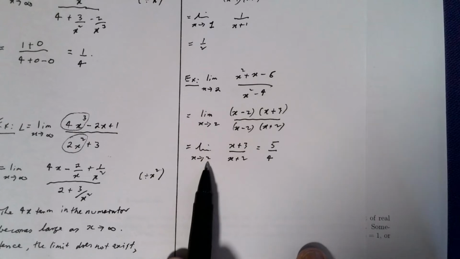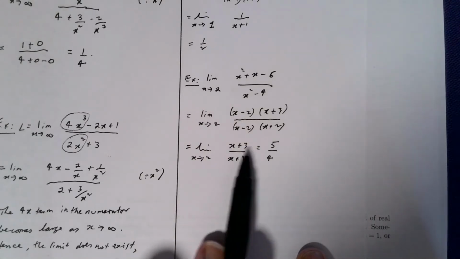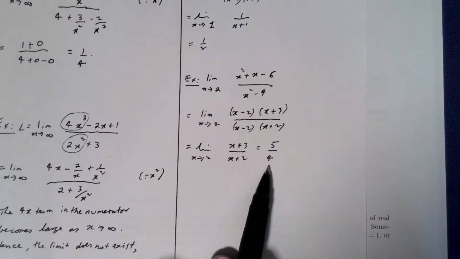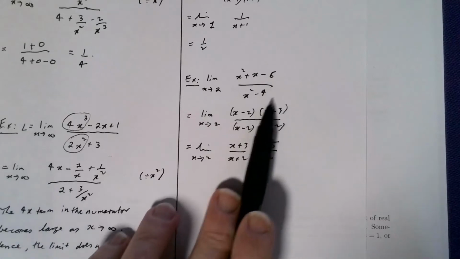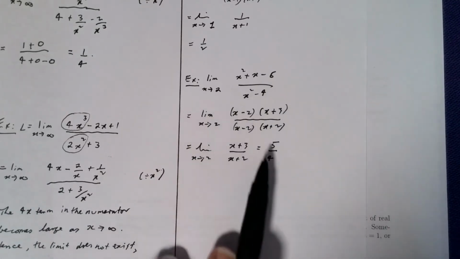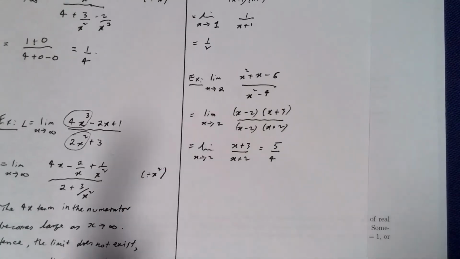Now I can say, well, if x is very close to 2, then x plus 3 is getting very close to 5, and x plus 2 is getting very close to 4, and so the limit is going to be 5/4. And that's the value of the limit of this function. In other words, this expression is getting closer and closer to 5/4 the closer x gets to 2.